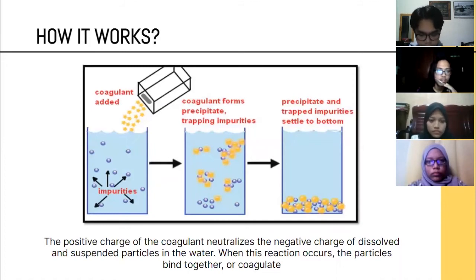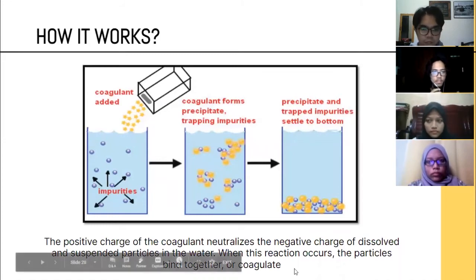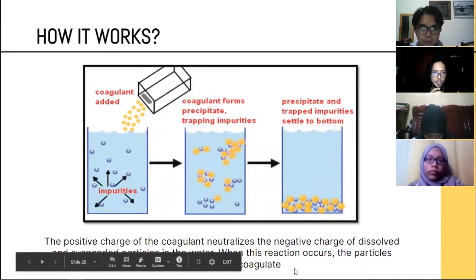Okay, so how does it work? As we can see in the diagram, the coagulant is added into the impurities, which is the wastewater, and then the coagulant, when it is in the wastewater, will form precipitate by trapping the impurities. The precipitate and trapped impurities settle to the bottom of the tank, and the positive charge of the coagulant neutralizes the negative charge of dissolved and suspended particles in the water. When this reaction occurs, the particles bind together, or as we know, coagulate.